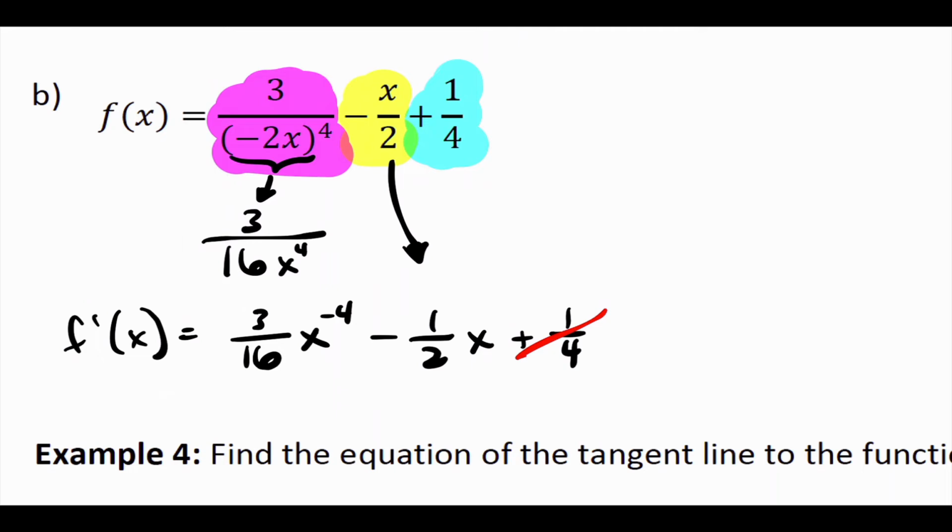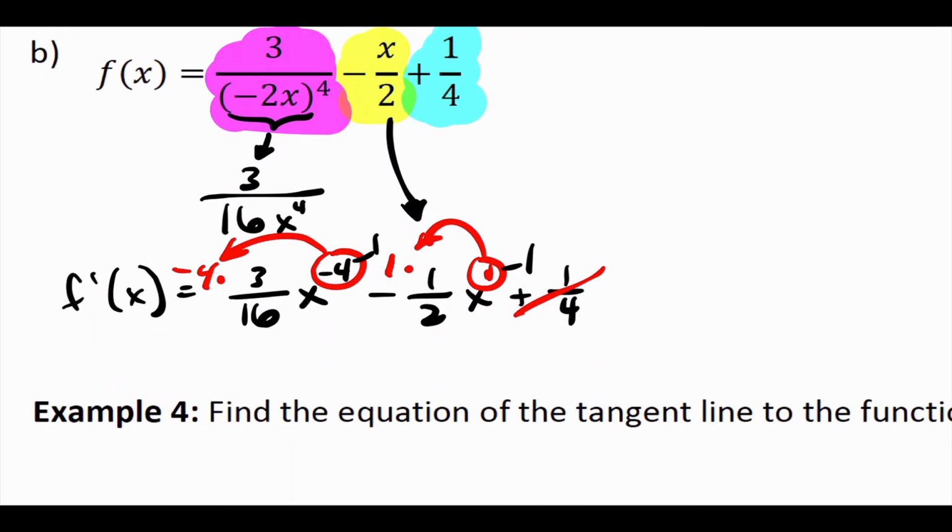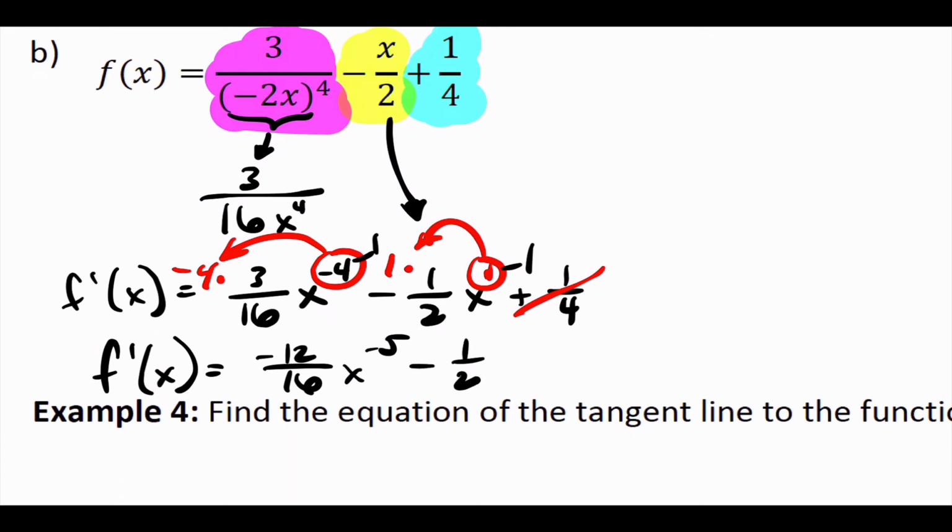Okay. Power rule. Power rule. Move to the front. Multiply. Move to the front. Multiply. And then subtract 1 from the power. Okay. So I get -12/16 x to the -5, -1/2 with no x.